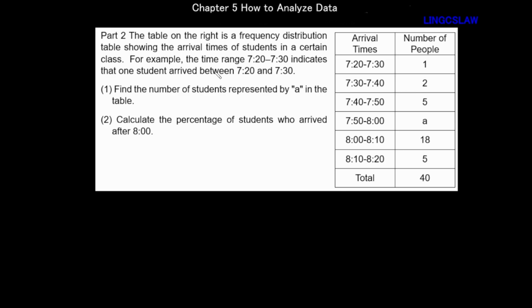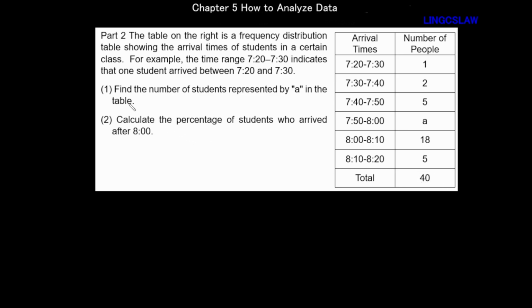For example, this example is useful. The time range 7:20 to 7:30 indicates that one student arrived between 7:20 and 7:30. Also, this slot 7:30 to 7:40, there are 2 students too who arrived between 7:30 and 7:40, and the total number of students is 40.